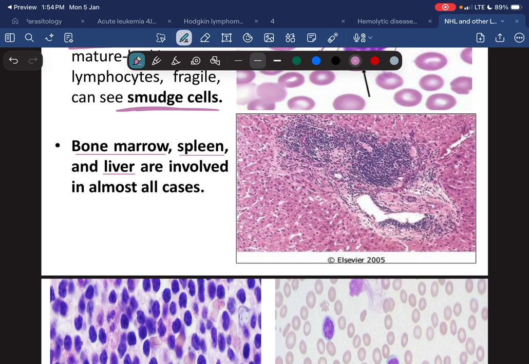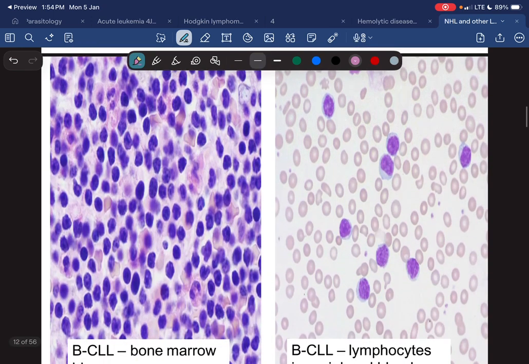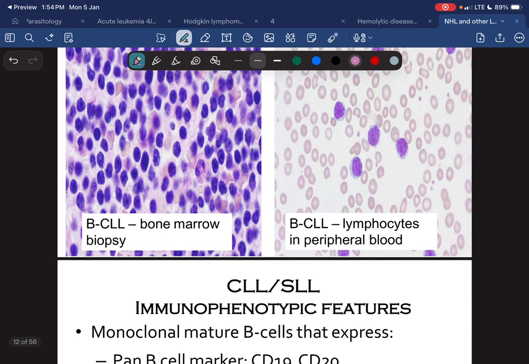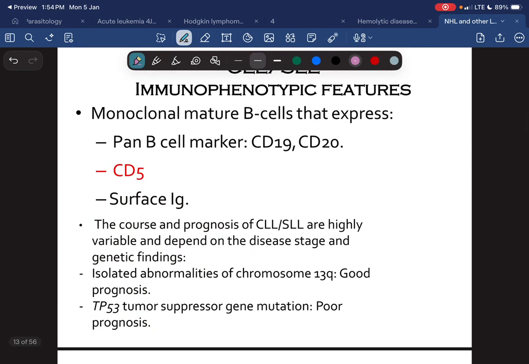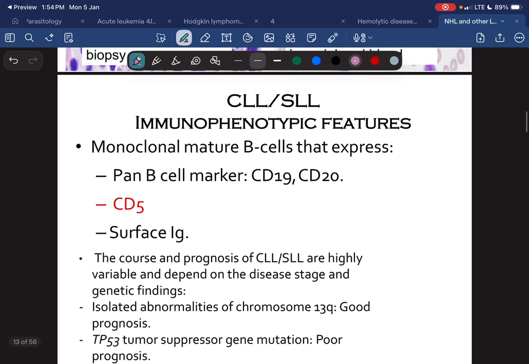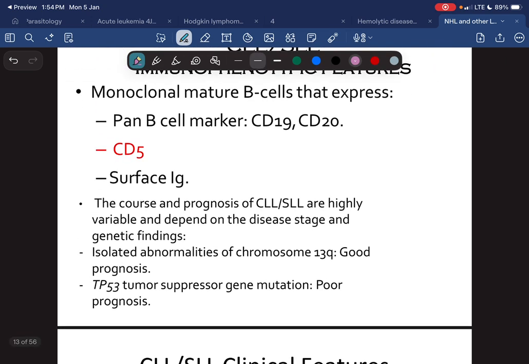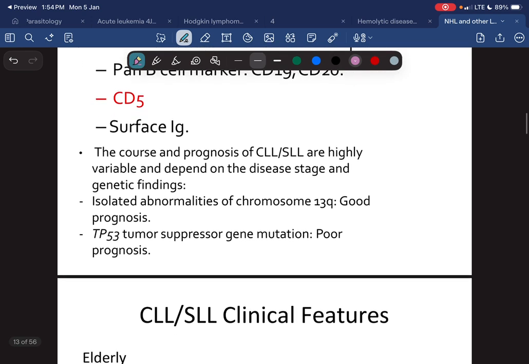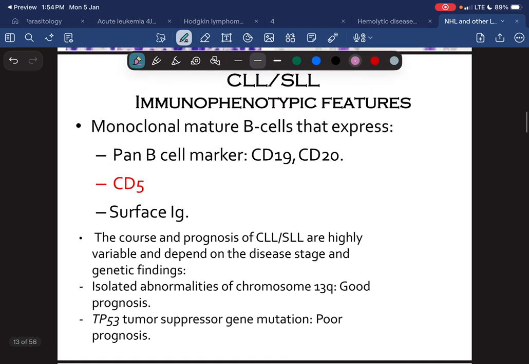These cells will show positivity for B-cell markers like CD19, CD20, and paradoxically, what? CD5, which is a T-cell marker. Okay? So now we will talk about two lymphomas or leukemias expressing CD5, which is a T-cell marker. One of them is CLL, SLL, the B cells expressing CD5.